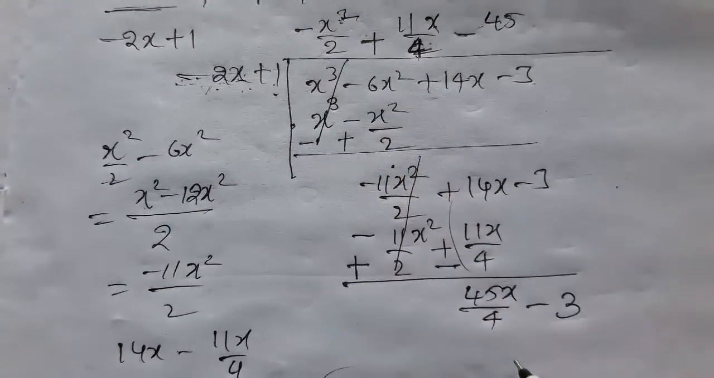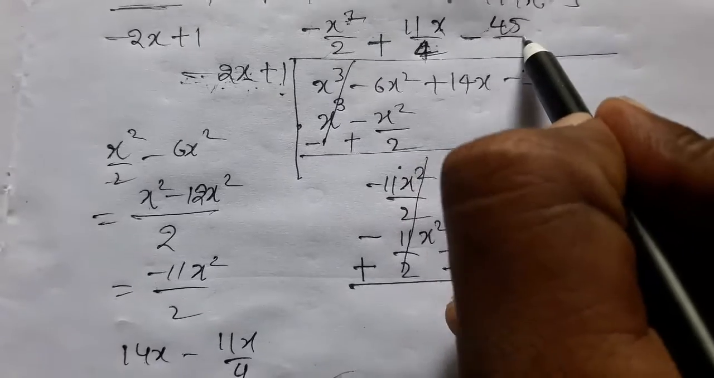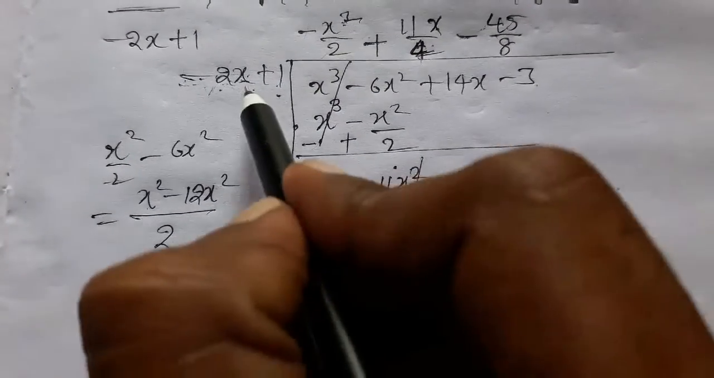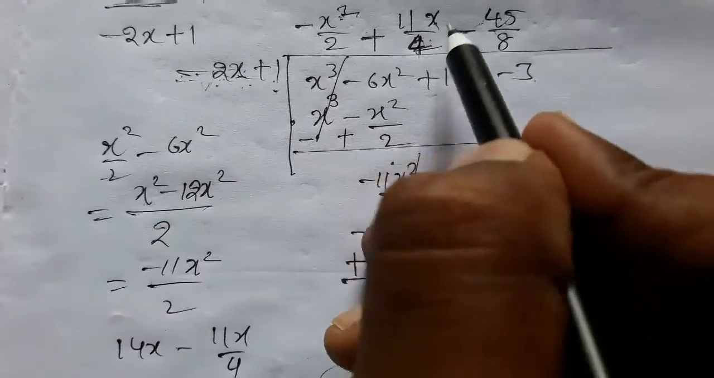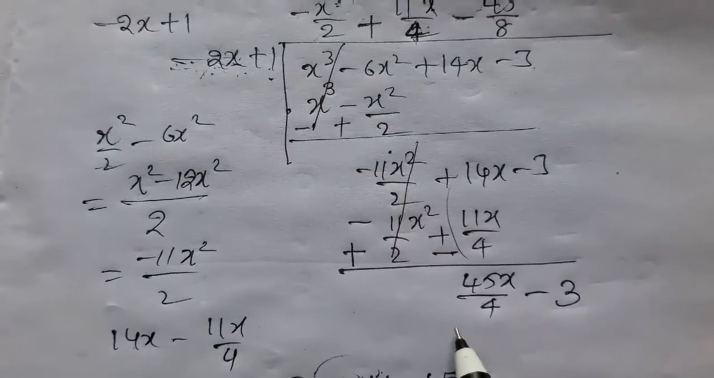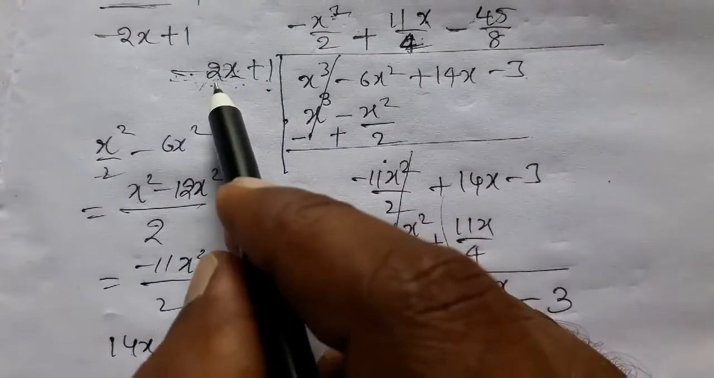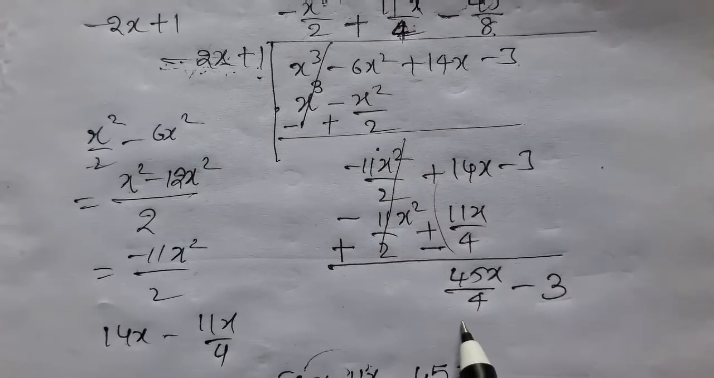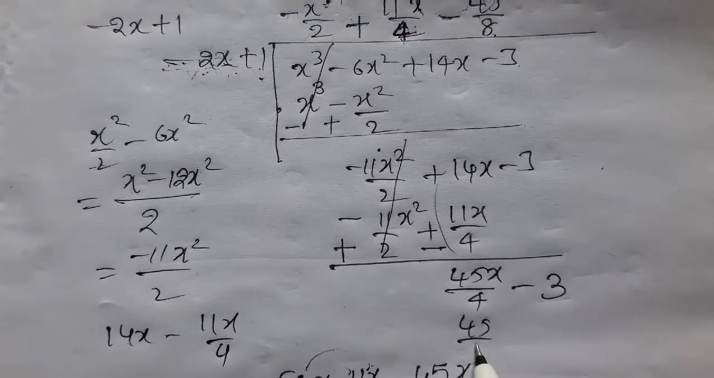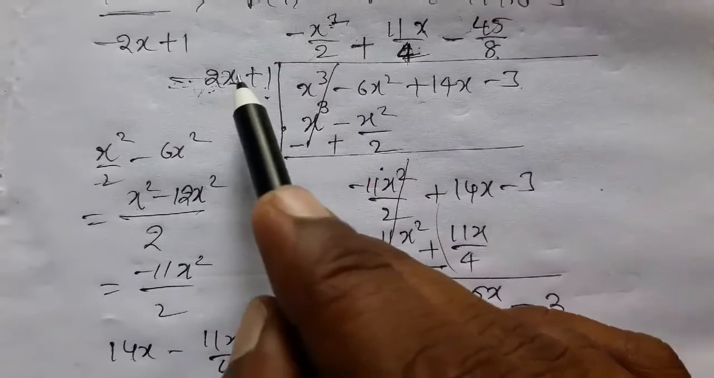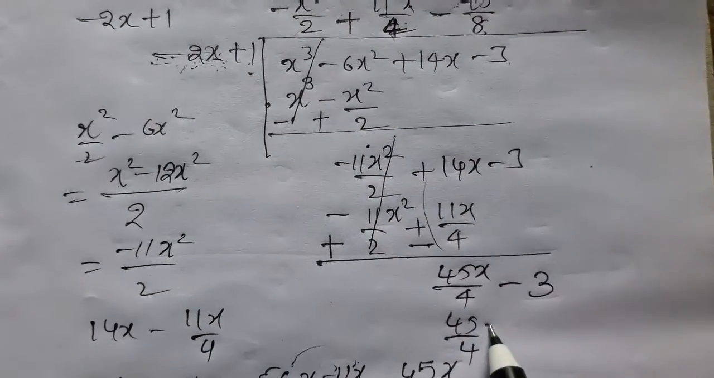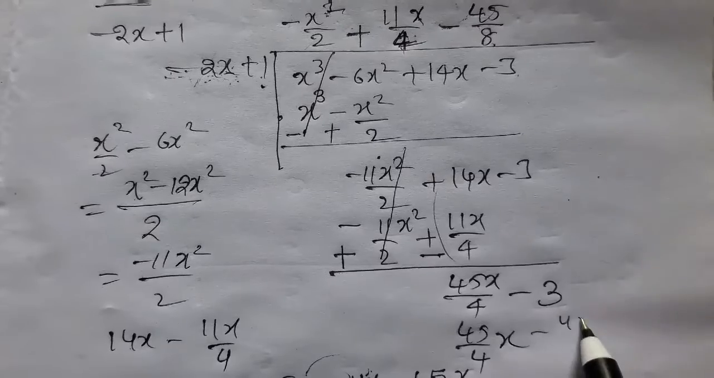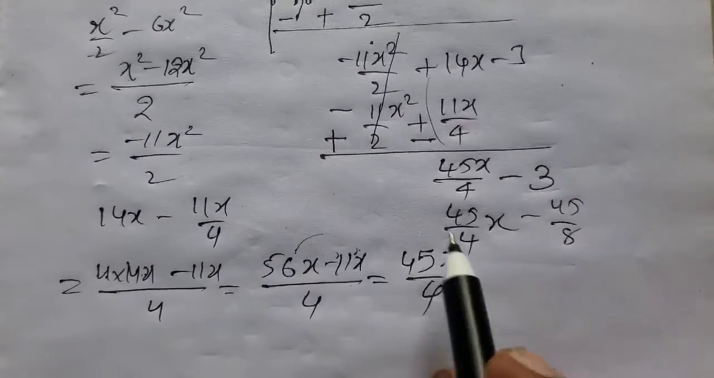Minus into minus becomes plus here, isn't it? Now here we need 4. Take here 8. See here, minus into minus becomes what? Plus. Now 2 by 8 means 4, isn't it? Now plus 45 by 4. What is there? Here is x, here it is not there. Write x as it is. Now this into this constant term, that means minus 45 by 8.